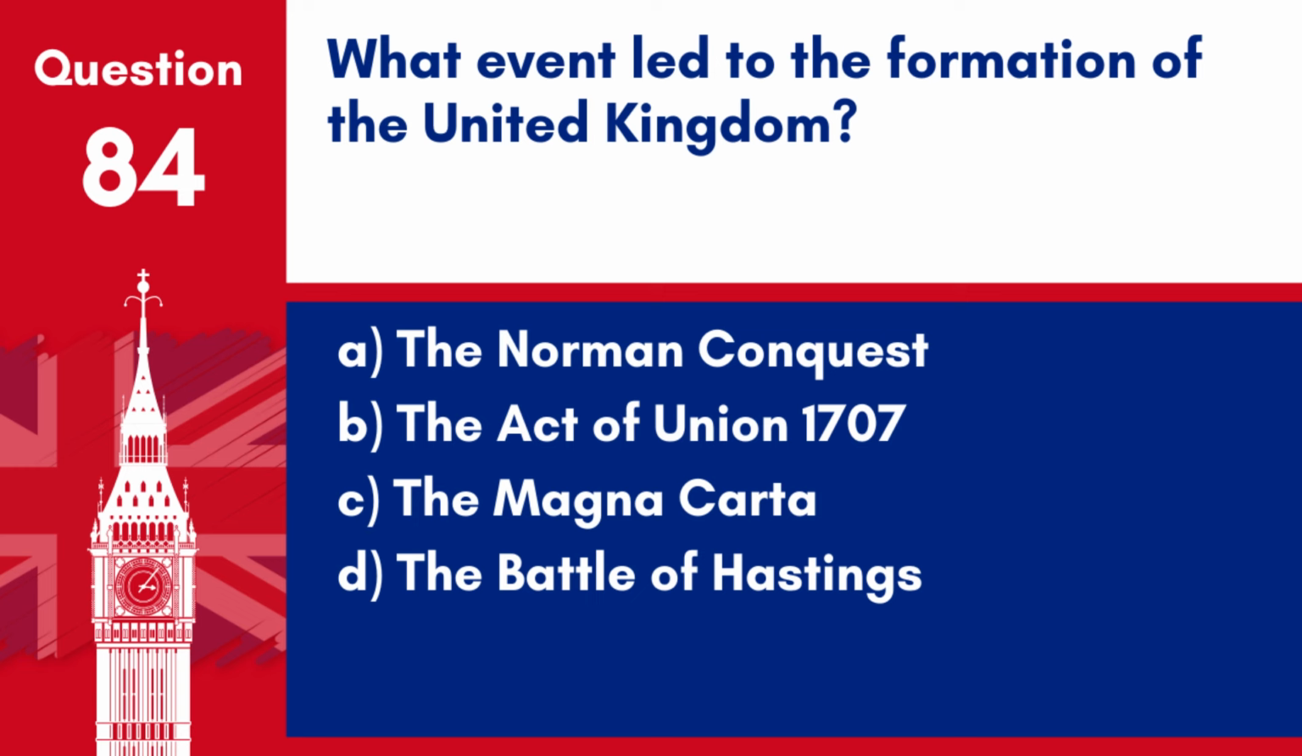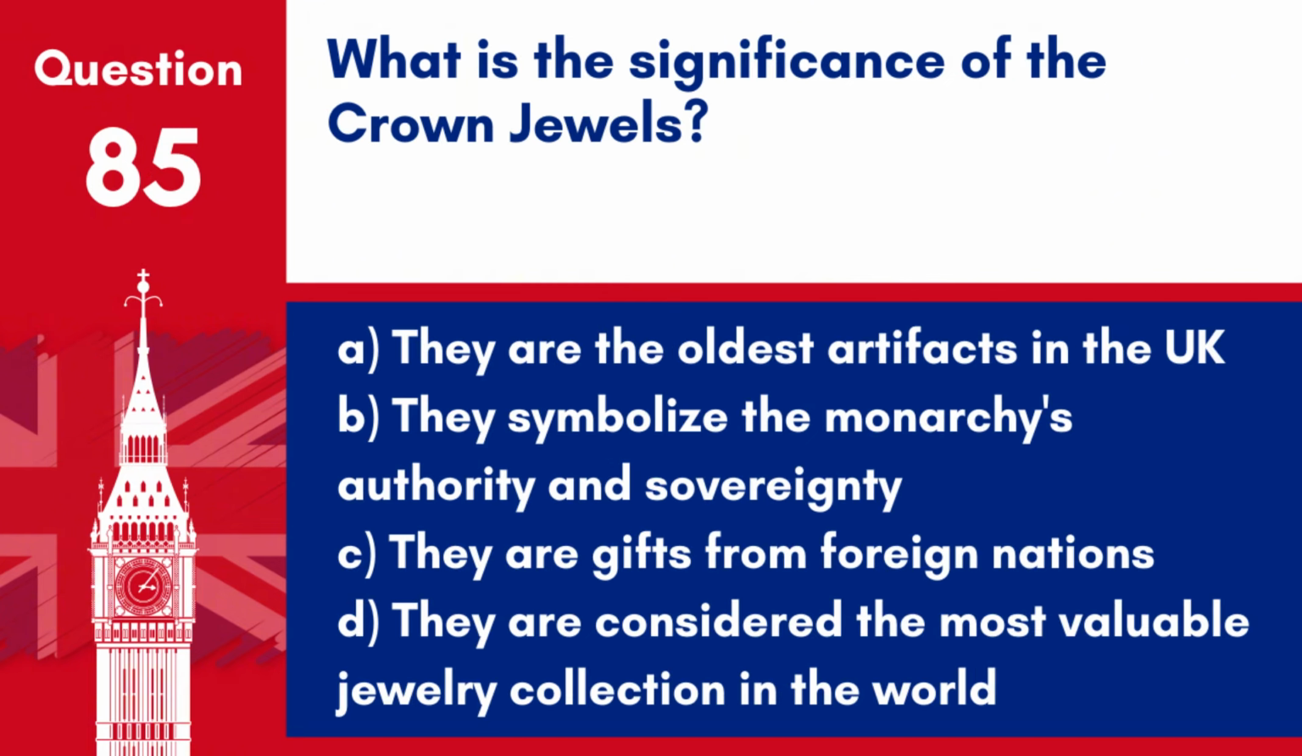Question 84. What event led to the formation of the United Kingdom? A. The Norman Conquest. B. The Act of Union 1707. C. The Magna Carta. D. The Battle of Hastings. Answer B. The Act of Union 1707. The Act of Union 1707 united the kingdoms of England and Scotland into a single sovereign state known as Great Britain.